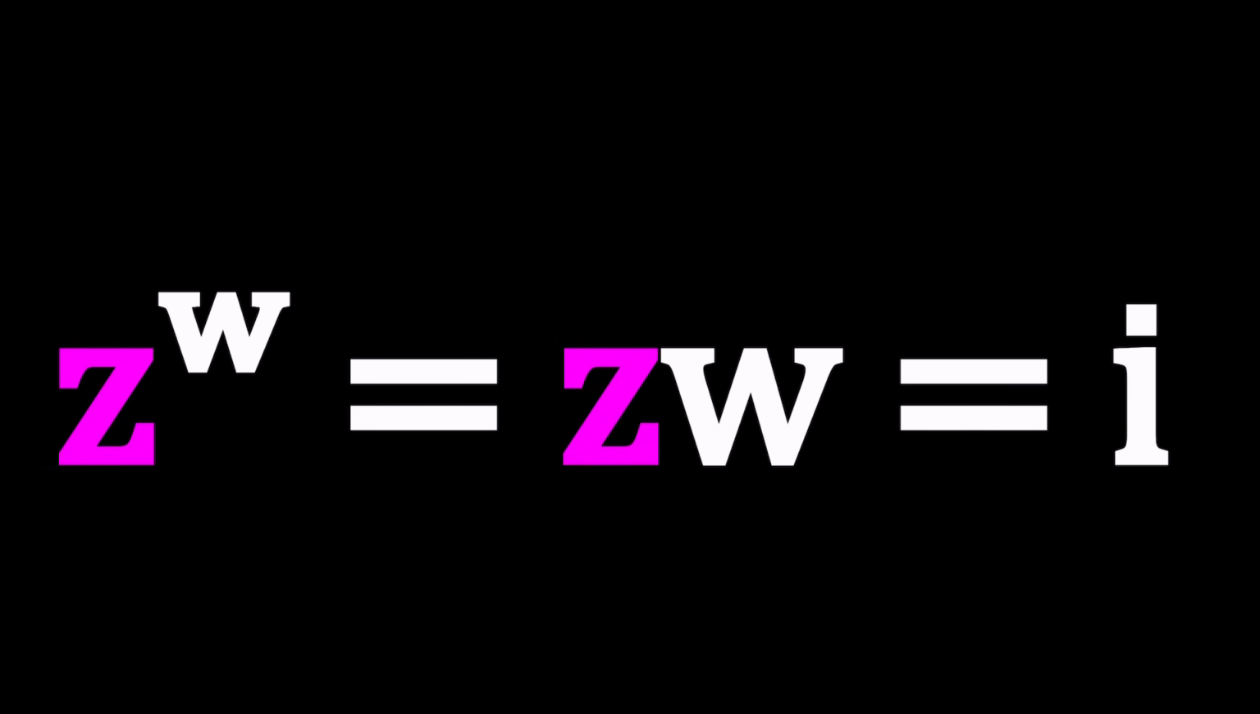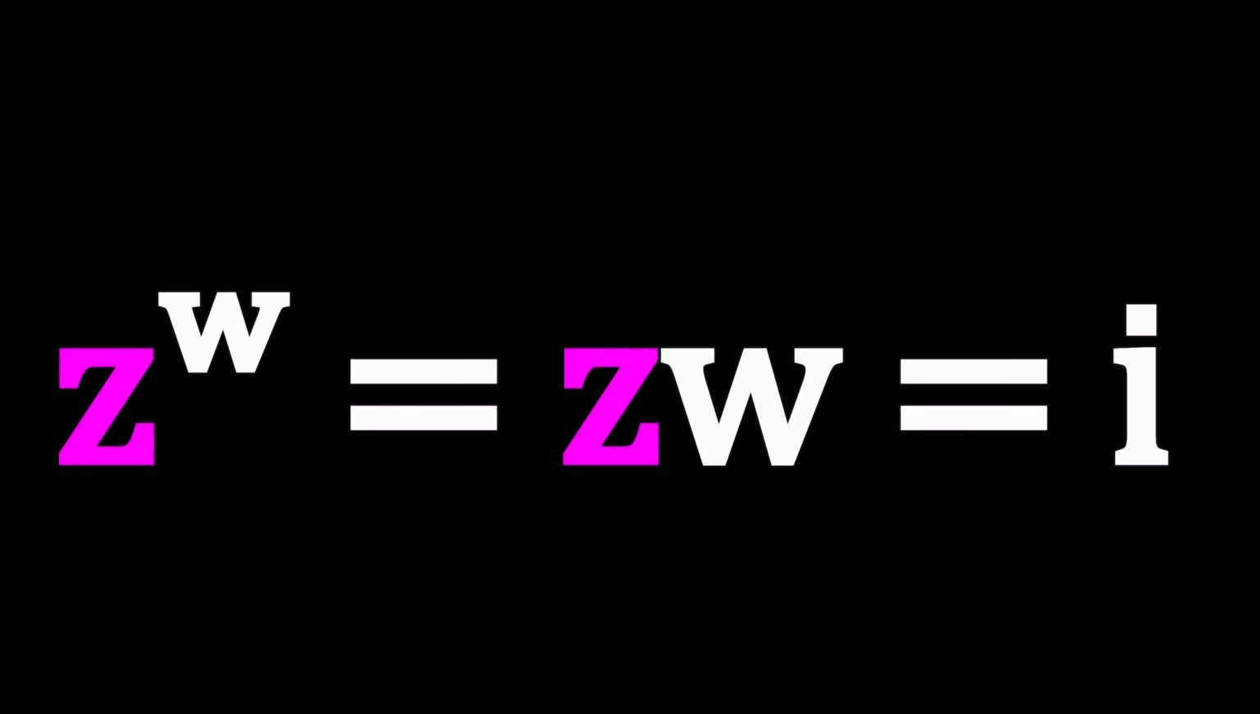This channel is all about complex numbers, and in this video we're going to be solving a very nice homemade system of equations with complex numbers. So we have z to the power w, which is equal to zw, which is equal to i. And we're going to be solving for, guess what? z and w.